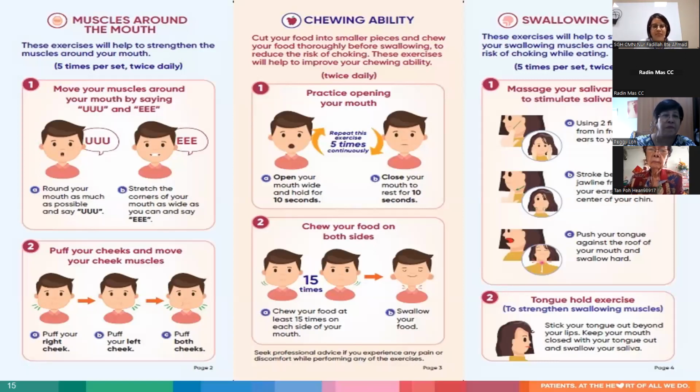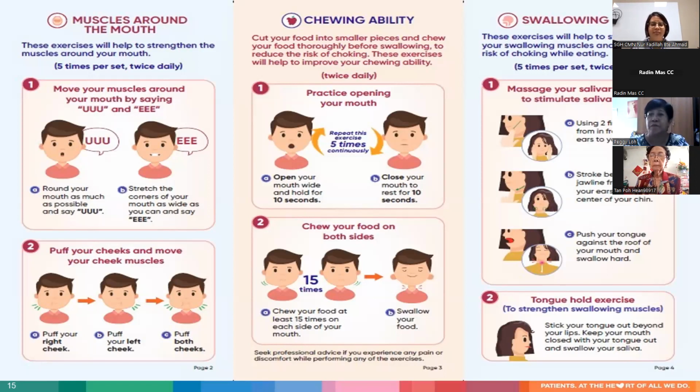Okay, so these are the exercises that you can do. We can do it together, okay? So the first one is the muscle around the mouth. These exercises will help to strengthen the muscles around your mouth. This exercise you need to do 5 times per set twice daily. First one, I'm going to show you how you can do it.